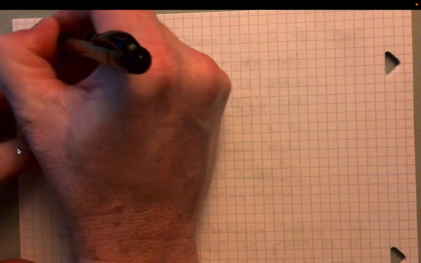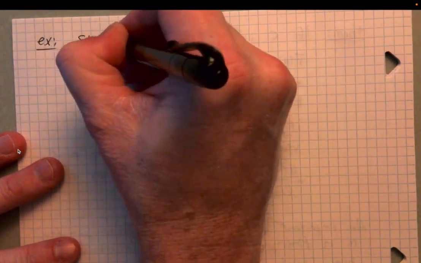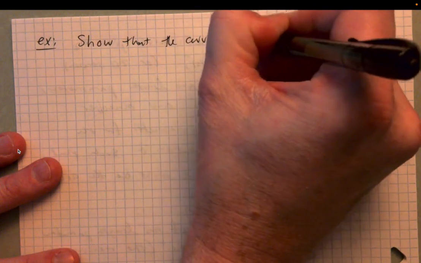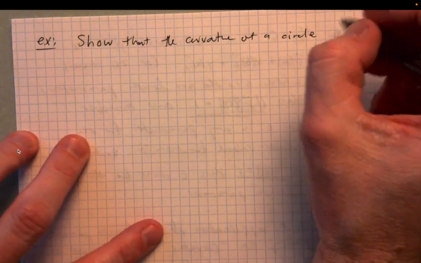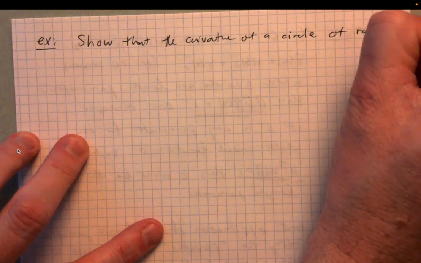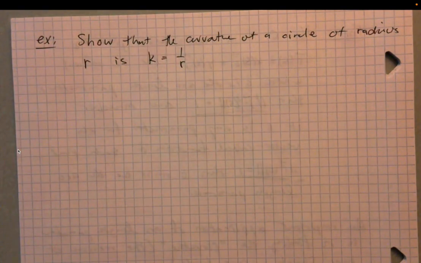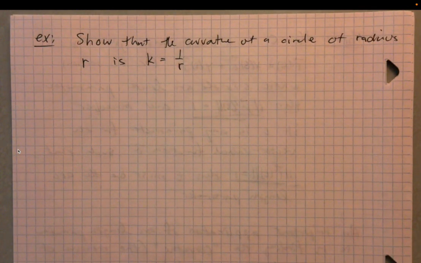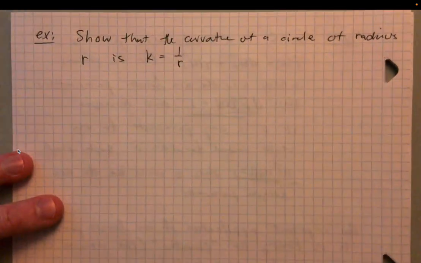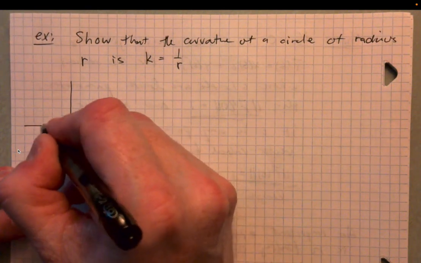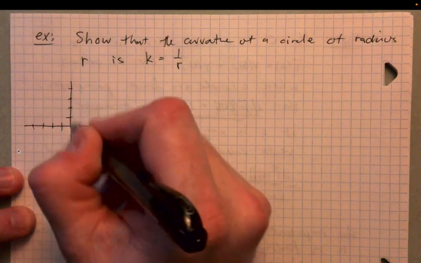In this example, let's pull up something familiar. We're going to talk about just a circle. What we're going to do is show that the curvature of a circle of radius r is k equals 1 over r. In the case of the circle, we see that the curvature is constant. Remember what a circle is. We all kind of know what a circle is, but sometimes it's useful to draw a decent one so we can reference it.